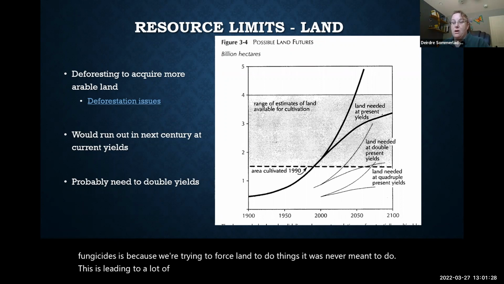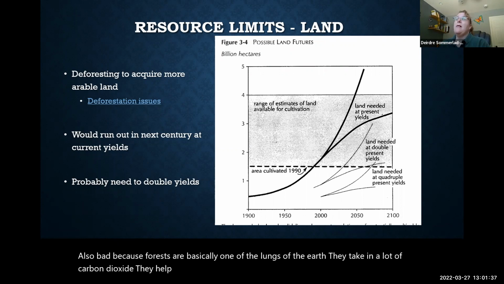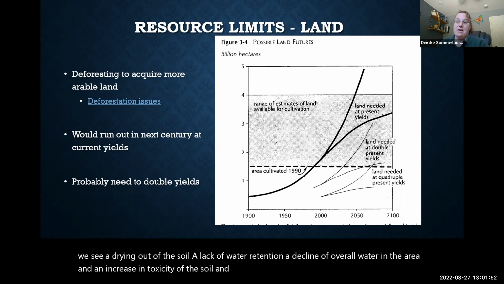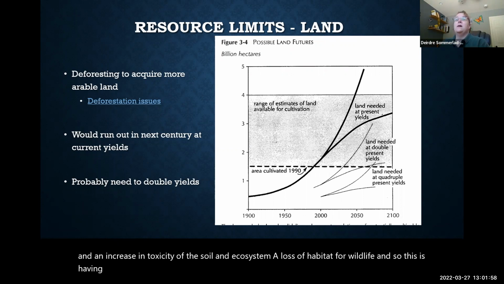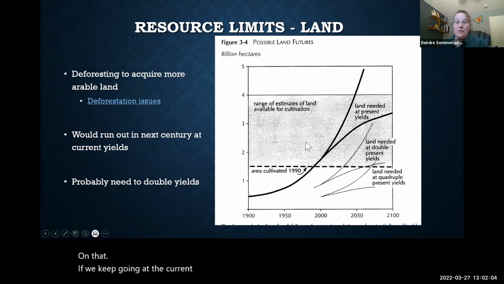That is also bad because forests are basically one of the lungs of the earth. They take in a lot of carbon dioxide. They help with temperature regulation. And when we cut down those forests, we see a drying out of the soil, a lack of water retention, a decline of overall water in the area, an increase in toxicity of the soil and the ecosystem, a loss of habitat for wildlife. And so this is having serious, significant impacts on that. If we keep going at the current rate, we will have deforested the planet, and we will be out of forests. Like we're going to run out of forests.